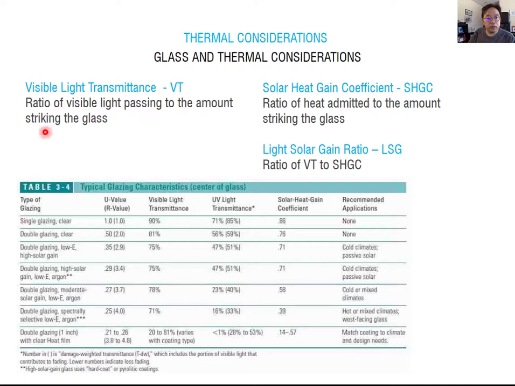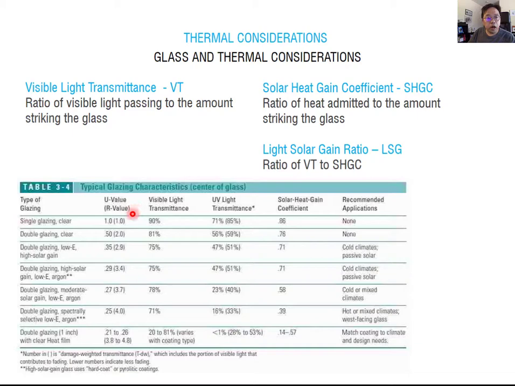And then SHGC, solar heat gain coefficient, the ratio of heat admitted to the amount striking the glass. And simply understand that thinner glass has more solar heat gain, and with thinner glass more UV light comes in. Also understand the U value and R value here. We learned about the U value, we learned about the R value. Glass usually uses U value. Usually a lower U value means better performance, remember. And for R value, a higher R value means better performance.